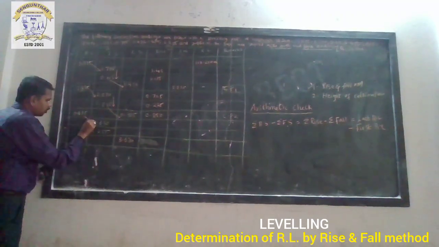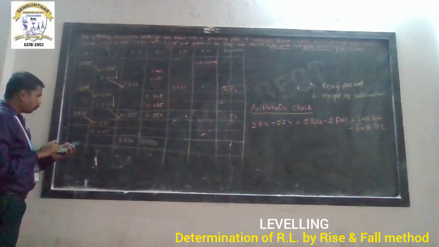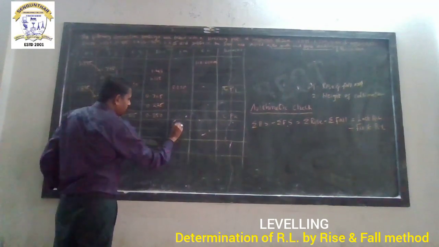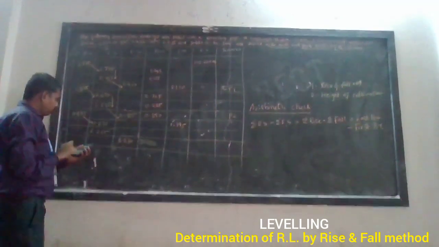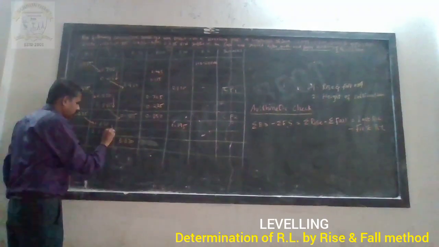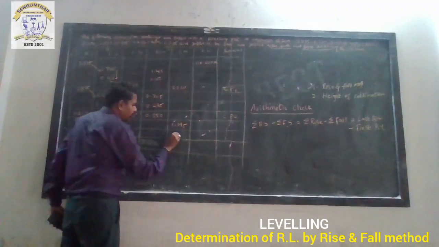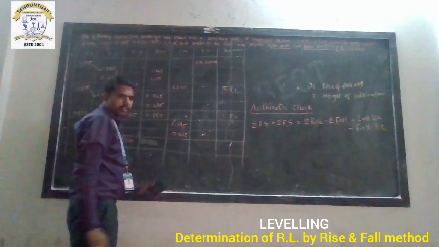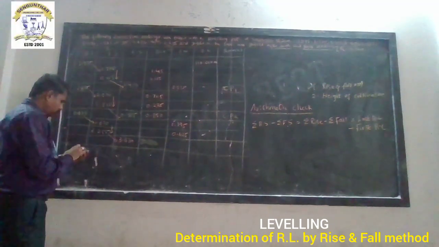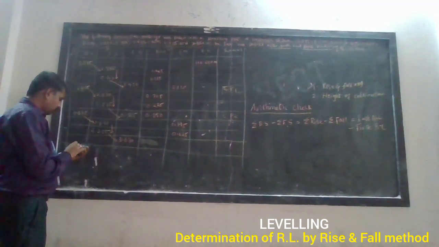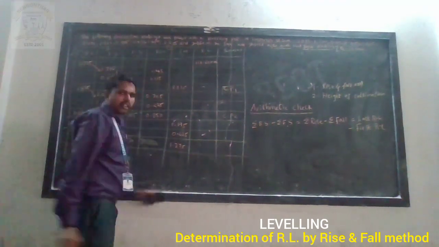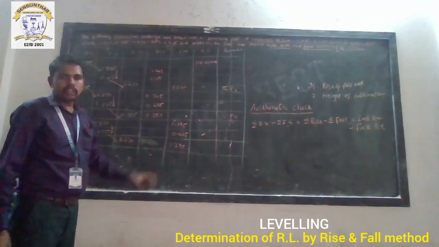Then this value minus this, so 0.435 minus 1.630, which is equal to minus 1.195. Then 1.630 minus 2.255 is equal to 0.625. So this value is also minus. That's why I write it in the fall column. And next, 2.255 minus 3.630. Okay, so 1.375. So this also comes in the minus value. That's why I write it in the fall column.